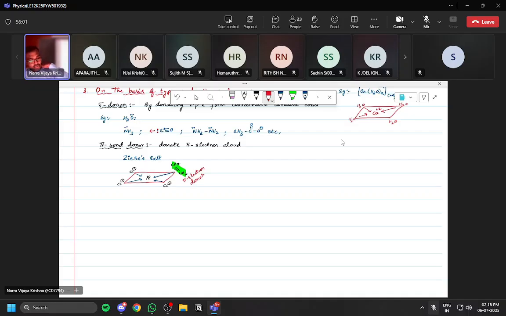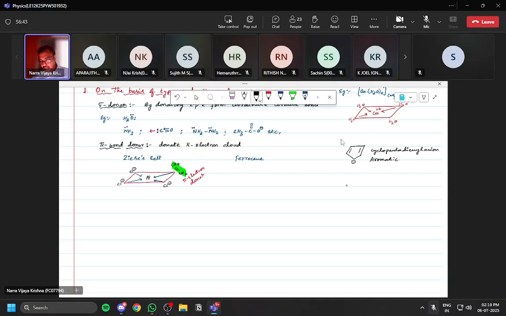I am taking one more example: ferrocene, chromocene, etc. To understand ferrocene, first see this one: the cyclopentadienyl anion. Is it aromatic or not? It is an aromatic compound.